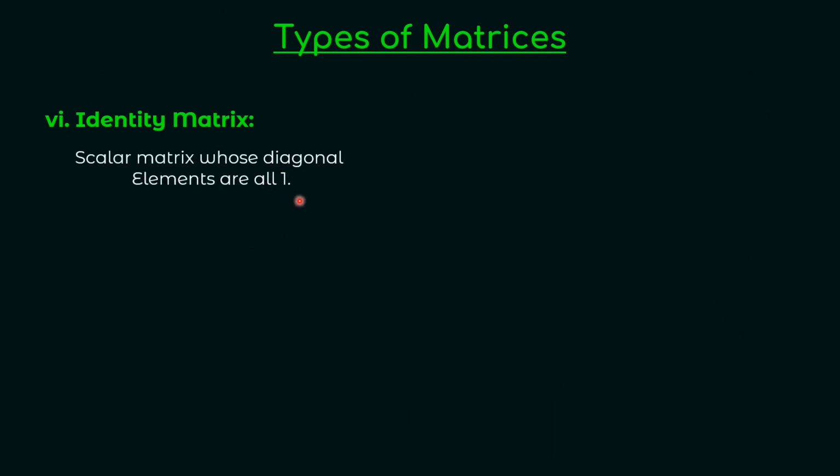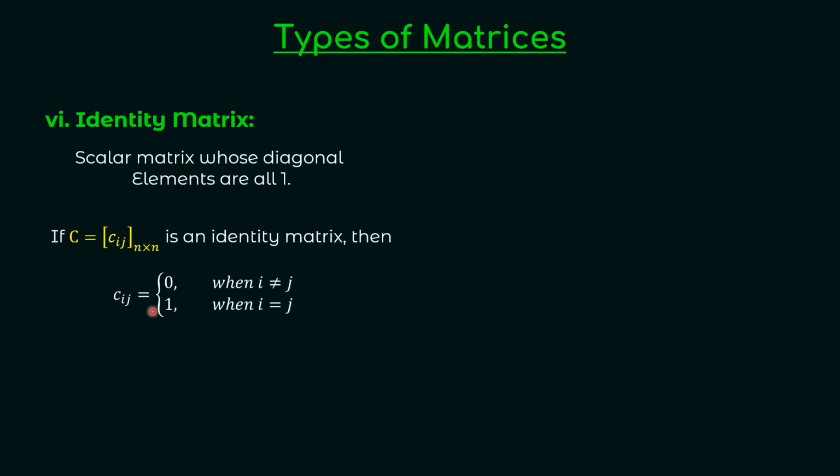The sixth type of matrix is the identity matrix. An identity matrix is nothing but a scalar matrix whose diagonal elements are all 1. In a scalar matrix, diagonal elements are all equal, right? But here all the diagonal elements will be 1, can't be any other number. So if C equal to matrix [cij] n by n is an identity matrix, then it means that cij is equal to 0 when i is not equal to j, meaning all the non-diagonal elements, and 1 when i is equal to j, which means the diagonal elements.